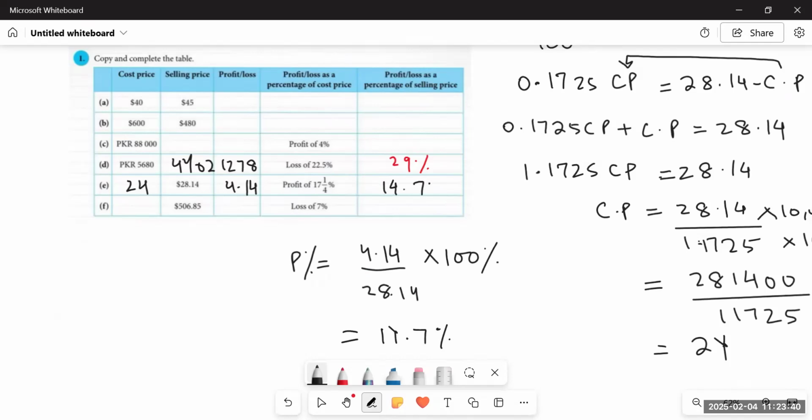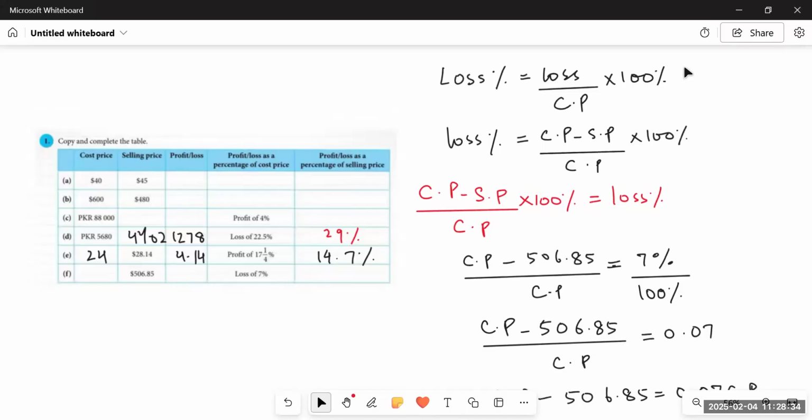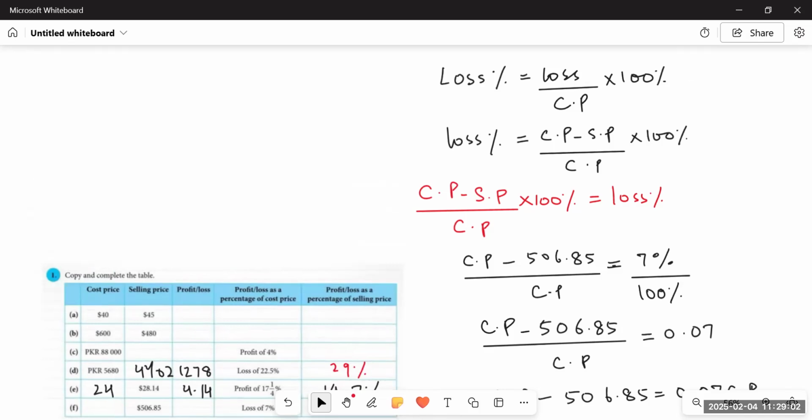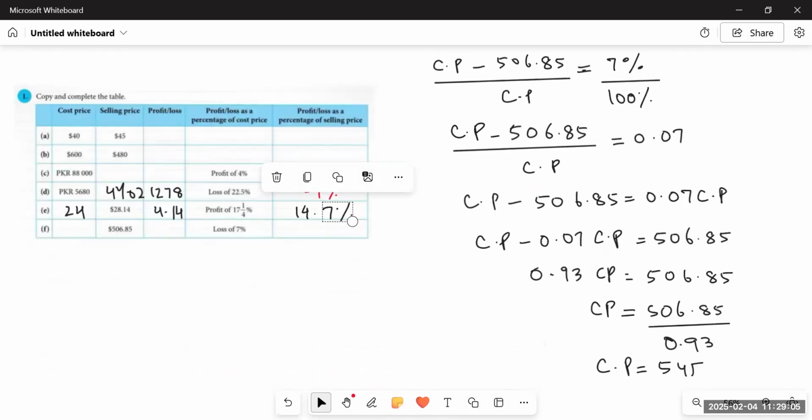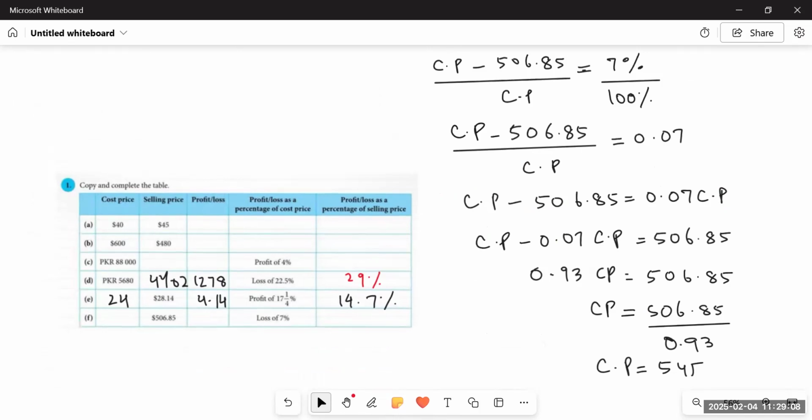And we have to do part F exactly the same way. So we will use the same formula. Loss percentage is equal to loss upon CP, but instead of writing SP minus CP in place of loss, we are going to write CP minus SP because we know loss is equivalent to cost price minus selling price. And we are going to solve this question exactly the same way we have solved the previous question. So first we are going to make CP the subject, and then we'll start solving it step by step. And the final answer would be $545. It means the cost price is $545.